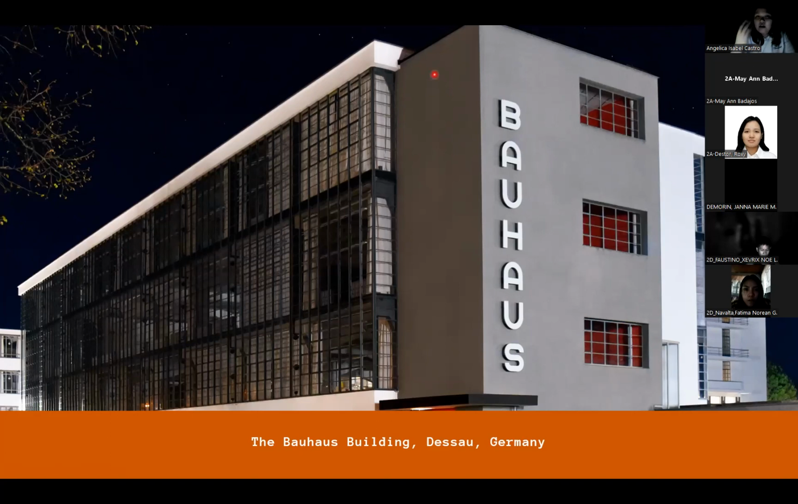So the principle of Bauhaus design still stands up until today. Kasi marami sa mga designers natin, they go to the Bauhaus School of Thought or the literal school, the building house, to study industrial design.